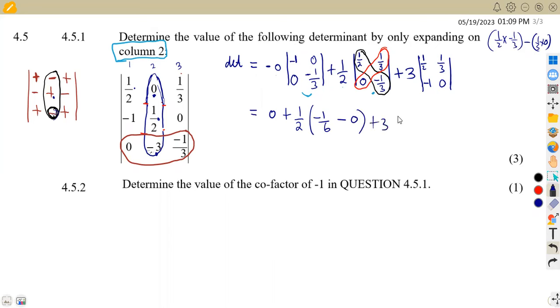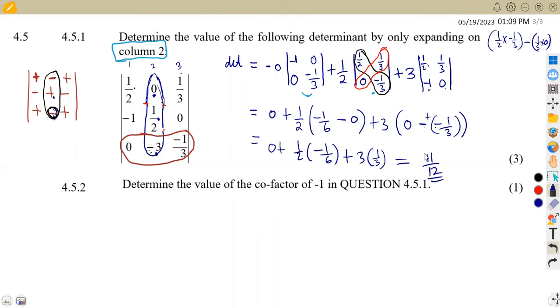Okay, plus three, the same thing. If we multiply this and this in the major diagonal, a half and a zero, that is going to give us a zero, minus a third times negative one, this is going to give us negative a third. Okay, so what it means is that on this part, remember this is zero, so nothing is going to happen. So it's just going to be a zero plus a half times, if we simplify this inner bracket, we obtain negative 1/6 plus three times, if we add this part, zero minus minus, that's a plus, which is going to give us a third. So the whole part is going to give us 11/12 in this case. So this is going to be the determinant, or you can have this as a decimal.